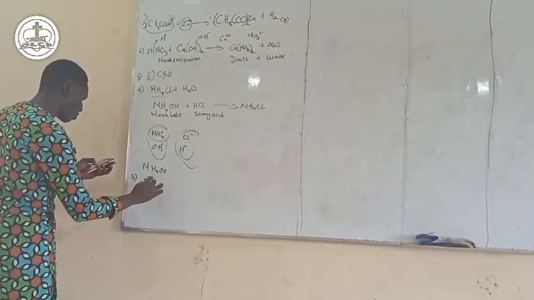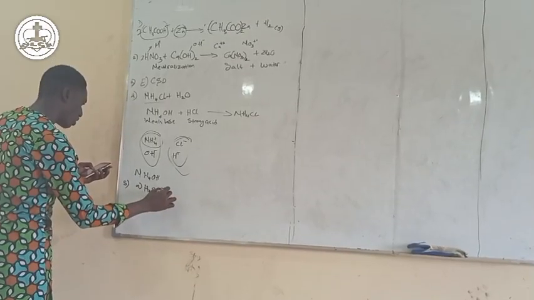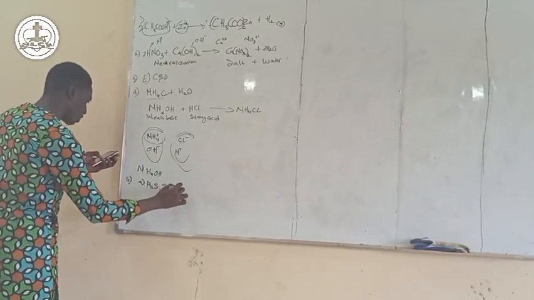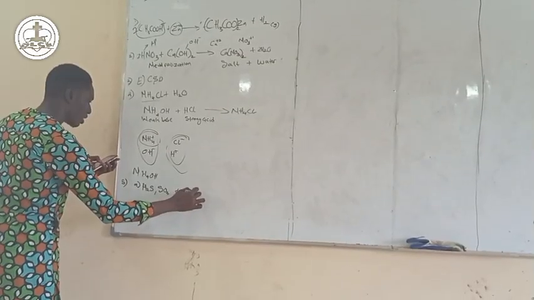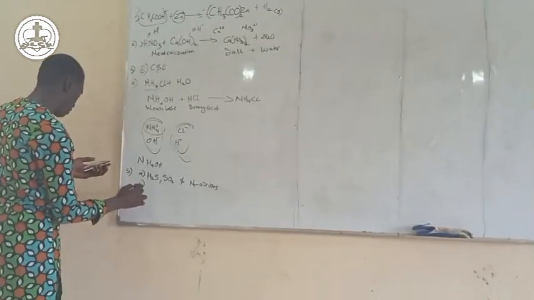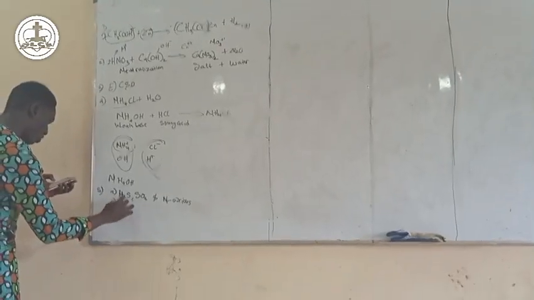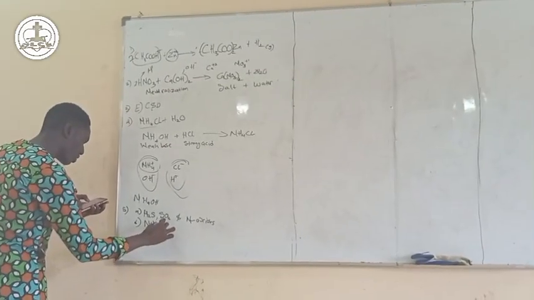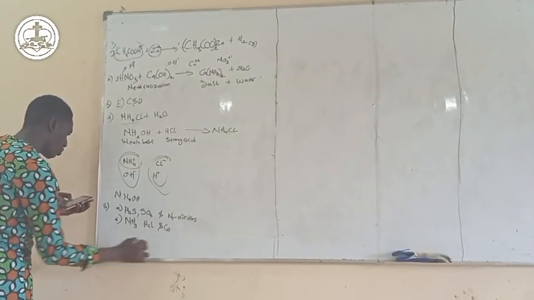We have H2S, hydrogen sulfide, SO2, and oxides of nitrogen, nitrogen oxides. Then B, we have NH3, and we have HCl, hydrogen chloride, and we have CO.